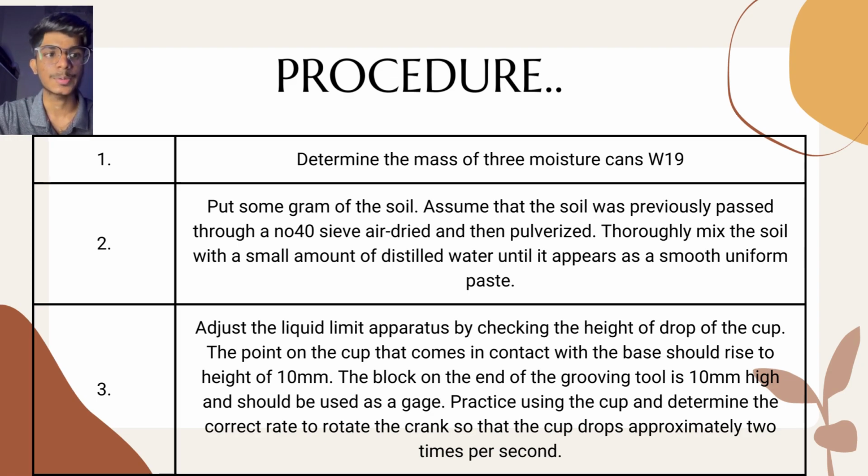Thirdly, we should adjust the liquid limit apparatus by checking the height of drop of the cup. The point on the cup that comes in contact with the base should rise to a height of 10 millimeters. The block on the end of the grooving tool is 10 millimeters high and should be used as a gauge. Practice using the cup and determine the correct rate to rotate the crank so that the cup drops approximately 2 times per second. Let's take a look at the upcoming procedures in the next slide as well.